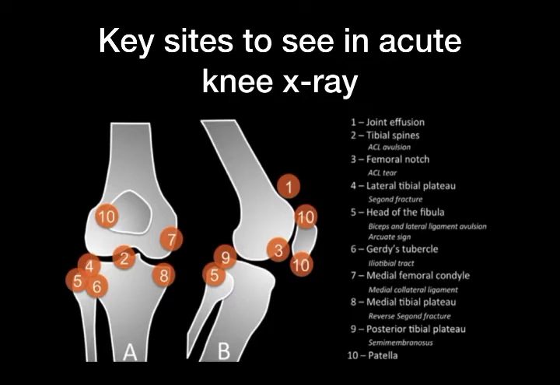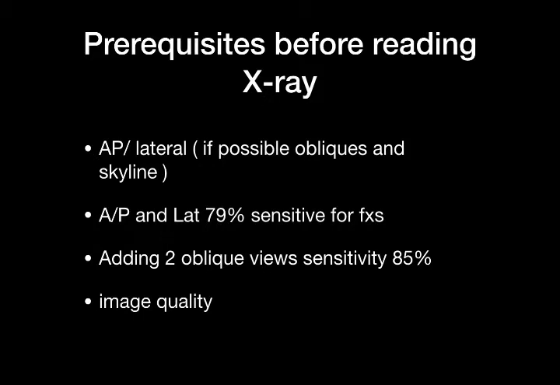The key sites to see in acute knee X-rays are multiple, and various anatomical landmarks, both bony and soft tissue, should be kept in mind before seeing the knee X-ray. Before reading the X-ray, it should have some prerequisites: we should have good true AP and lateral views, and if possible the oblique and skyline views. The image quality should be very good, and we should always discard bad image quality because these subtle findings are easily missed with bad quality images.